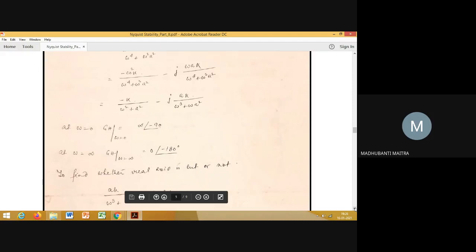Is it okay? Have you understood this? Yes, ma'am. Okay. So please note it down that when omega value is 0, type 1 system, type 2 system, type 1 system onwards.